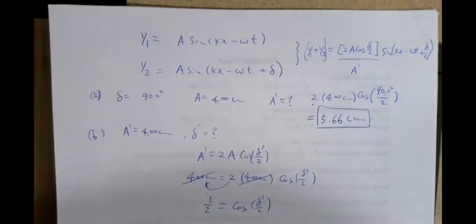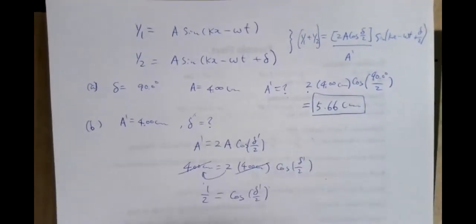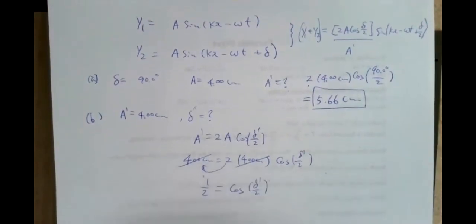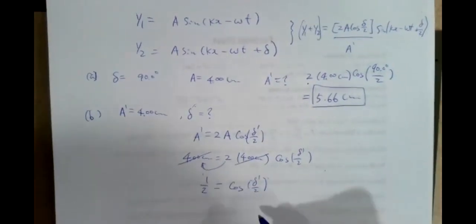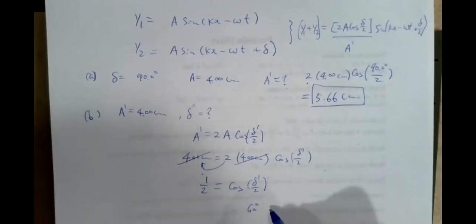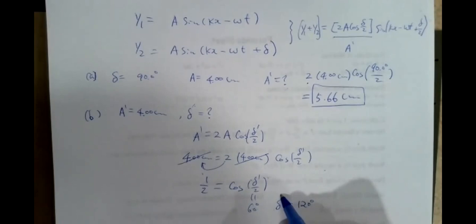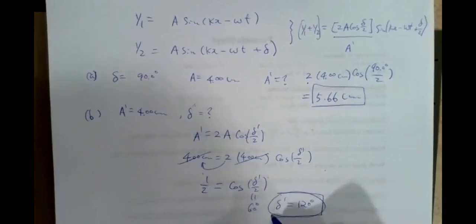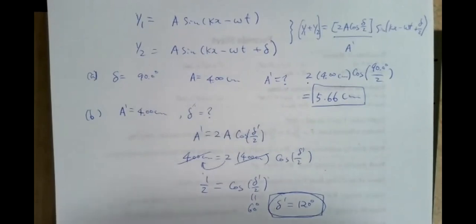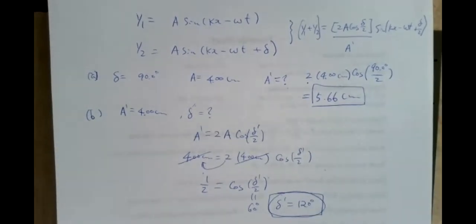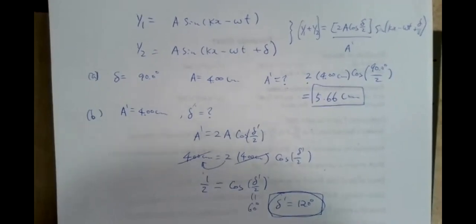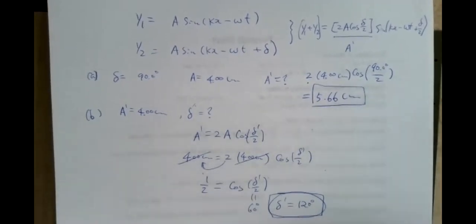If you are very familiar with trigonometry, you probably figure out that cosine of 60 degrees should be 1/2, right? So then this is 60. So then delta prime should be twice of that, 120, right? Divided by 2, it gives you 60. So that's 120 degrees there. Otherwise, you can do cosine inverse of 1/2. That should give you 60 degrees. Then you can do the same there.